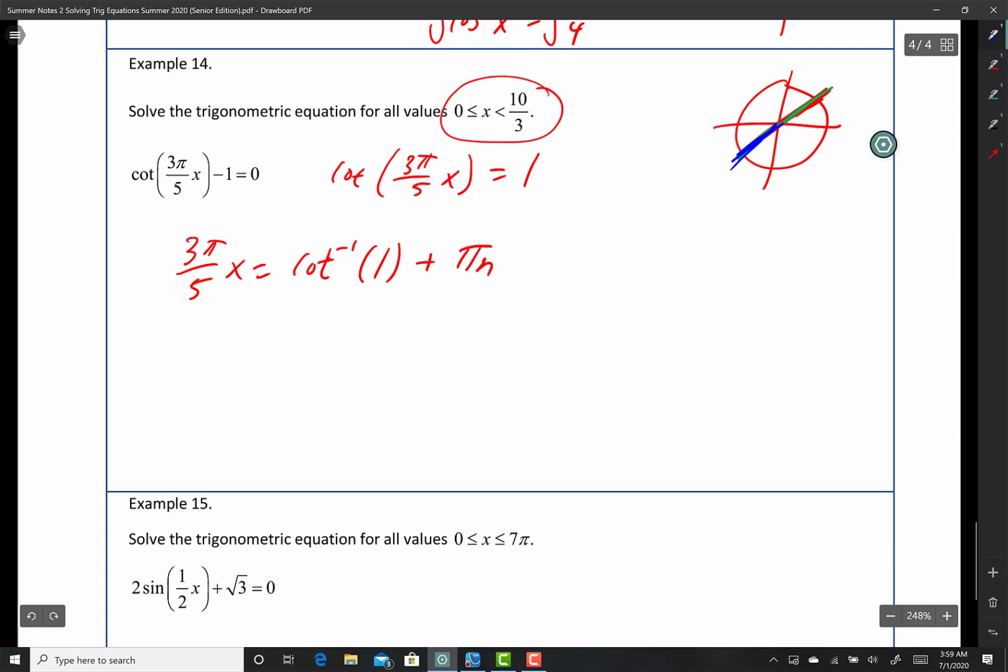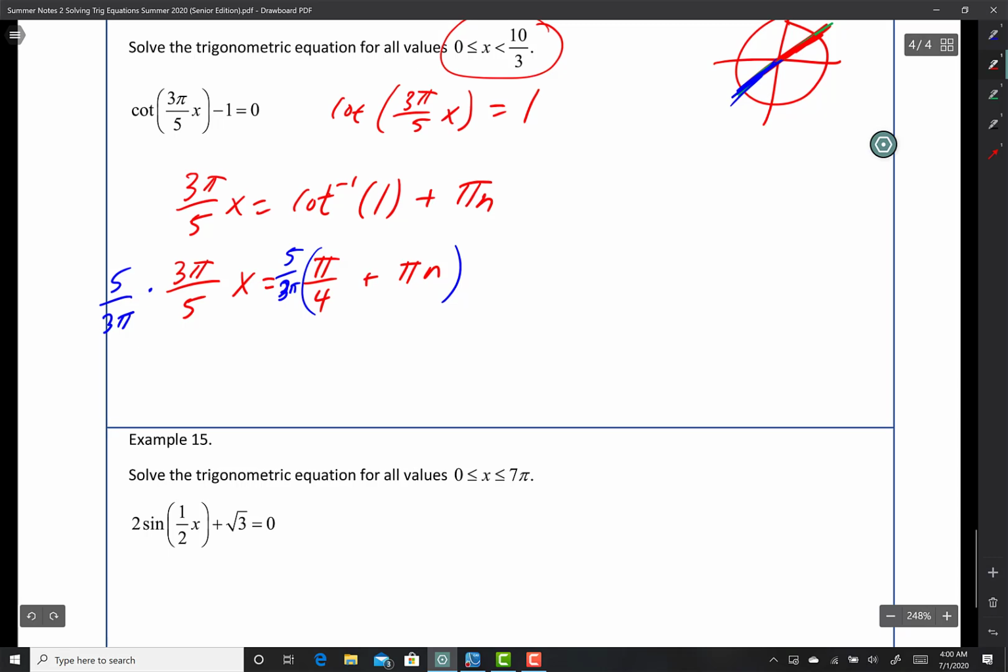All right, so like I said, I already know what cotangent of 1 is. This one happens at pi over 4. So I'm going to write 3 pi over 5 x equals pi over 4 plus pi n. So now to isolate the x, I'm going to multiply by the reciprocal of whatever I have in the front. So I'm going to multiply by 5 over 3 pi. And whatever you do to one side, you do to the other. All right, there we go.